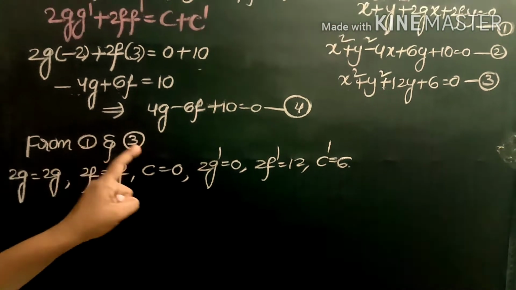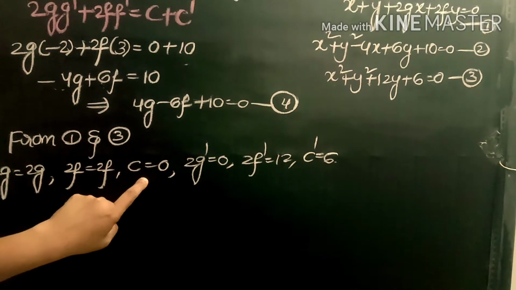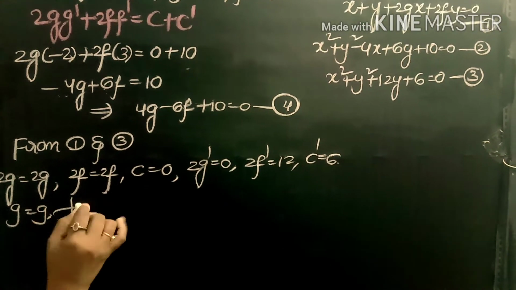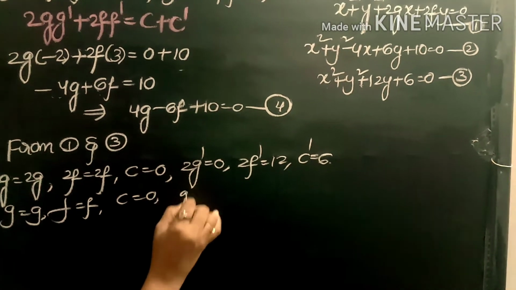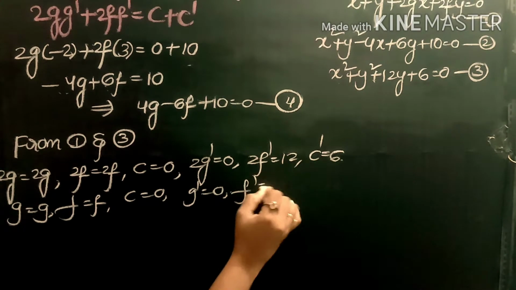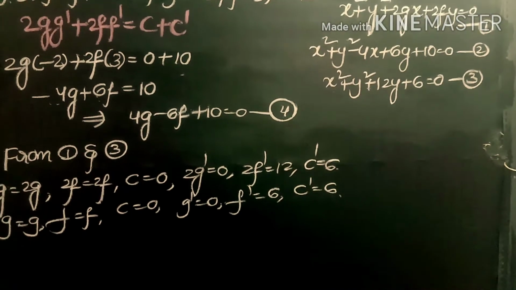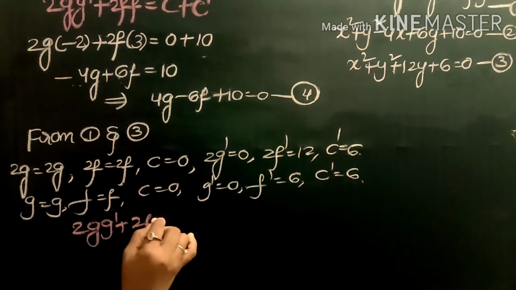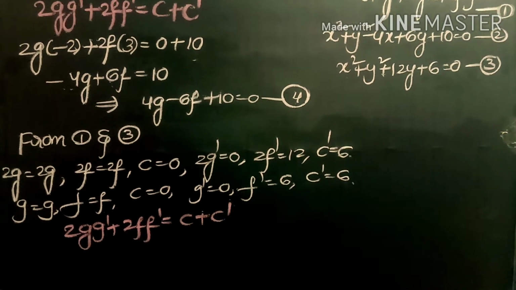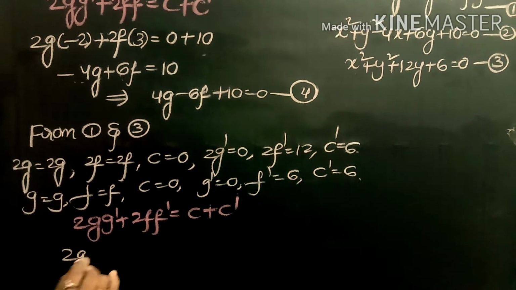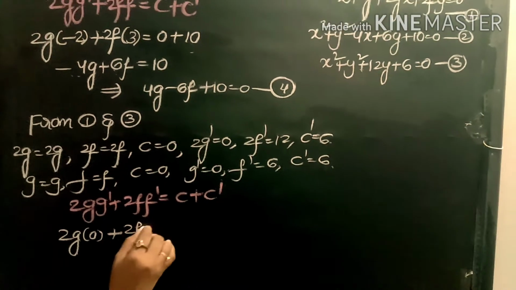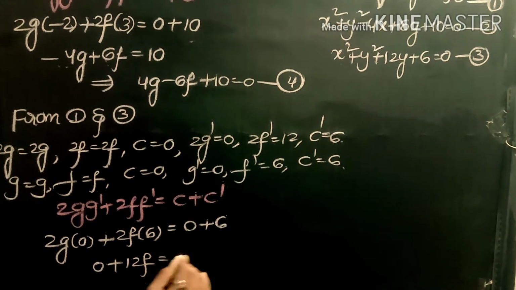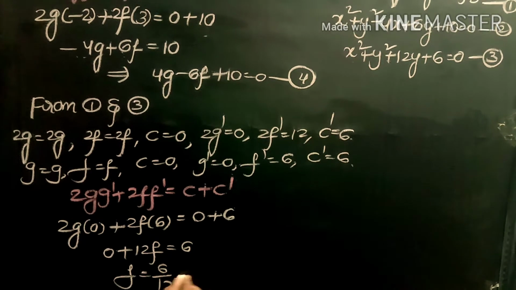We are taking the values from the first circle and third circle. From the first circle we are taking the first 3 values, and from the third circle we are taking the next 3 values. That is, here g is equal to g, f is equal to f, c is equal to 0. g dash is equal to 0, f dash is equal to 6, and c dash is equal to 6. Again applying the orthogonality condition, 2g g dash plus 2f f dash is equal to c plus c dash. That is, 2 into g into 0 plus 2 into f into 6 is equal to 0 plus 6. So 0 plus 12f is equal to 6, then f is equal to 6 by 12, which is 1 by 2.